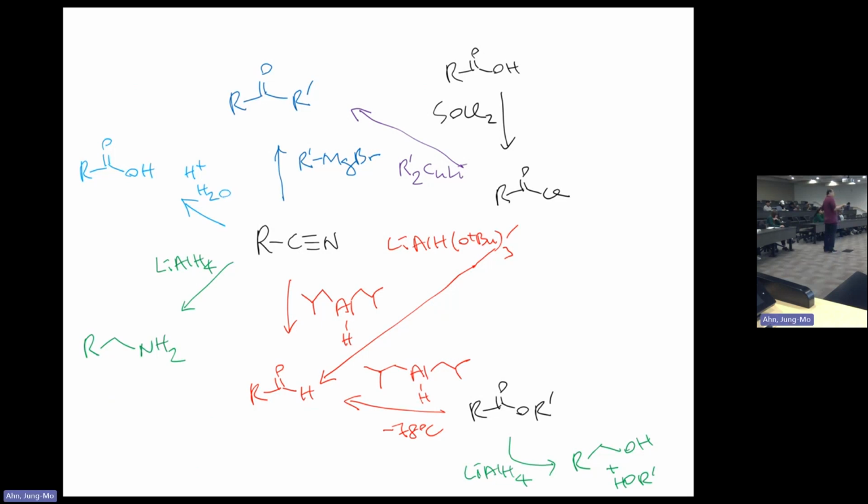Acid chloride can be used to make a ketone too. That's the reason we just talked about. The diethylcuprate delivers the carbon chain to replace the chlorine, but it stops there because the Grignard would reduce it to a tertiary alcohol, but diethylcuprate delivers only once, and then it just stops right there. So that makes a ketone.